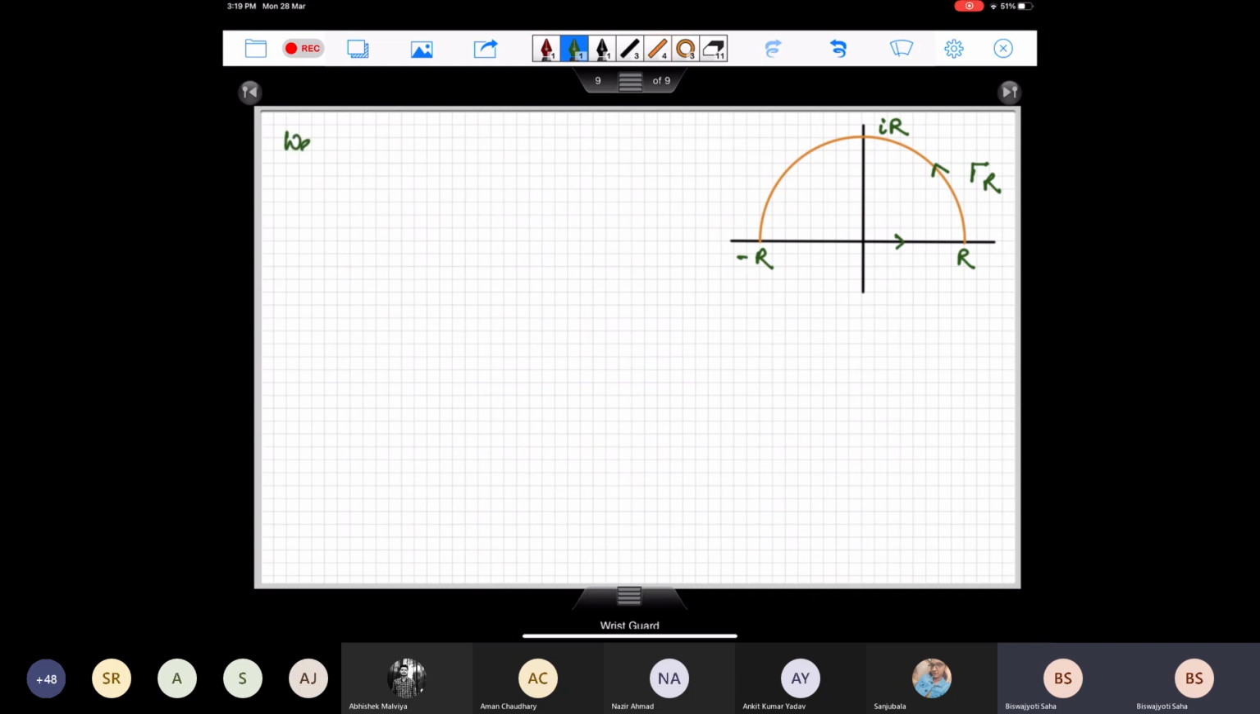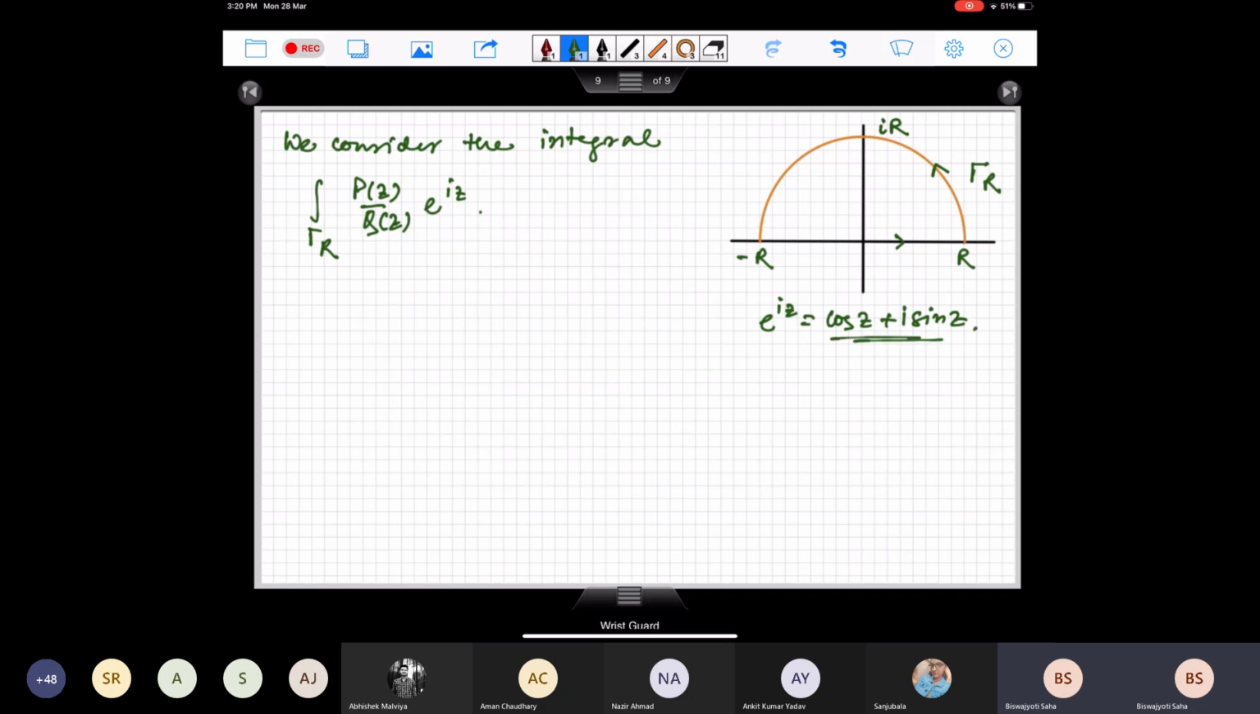So we consider the integral over gamma r of p(z) upon q(z) e^(iz). Now e^(iz), I claim, is cos z plus i sin z. Can anybody tell me why this should be true? Why is e^(iz) equal to cos z plus i sin z?